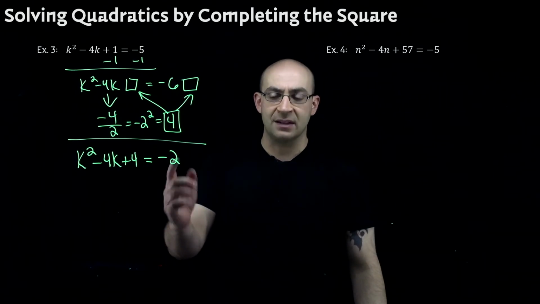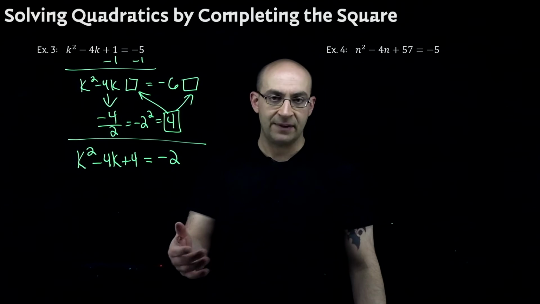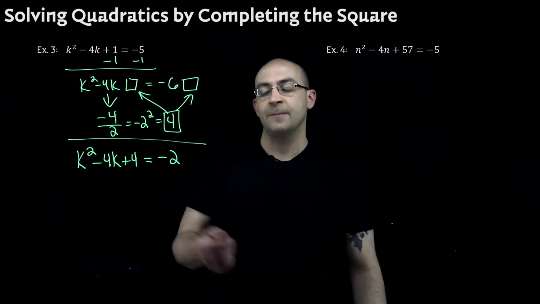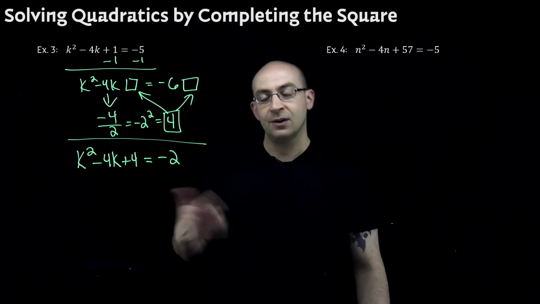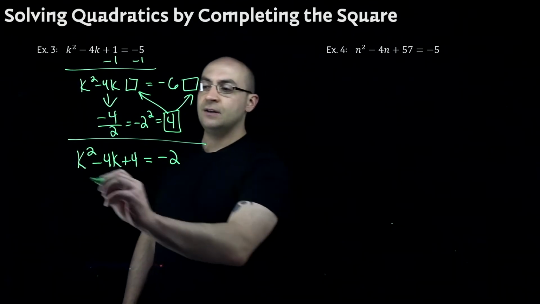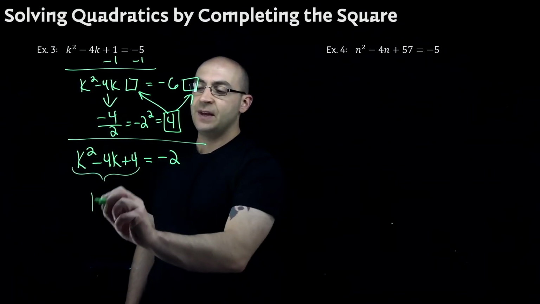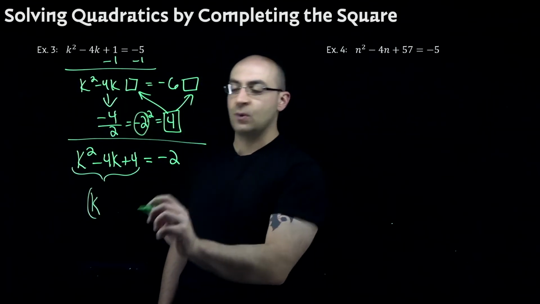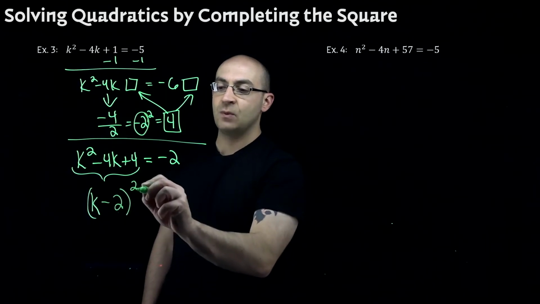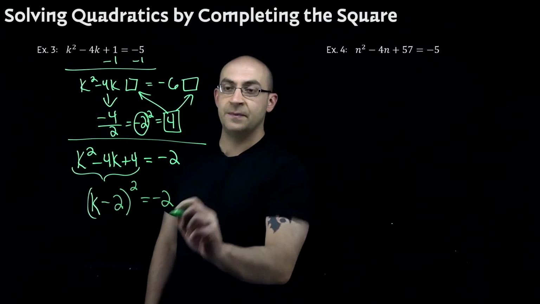If this number is positive, we'll have good results in terms of positive answers, real number solutions. But when I get a negative here, we're going to get an imaginary solution. And it's going to be okay. We'll work it out together. The left-hand side then gets factored. Parentheses k, and then the number before we squared it, so negative 2, squared equals negative 2.